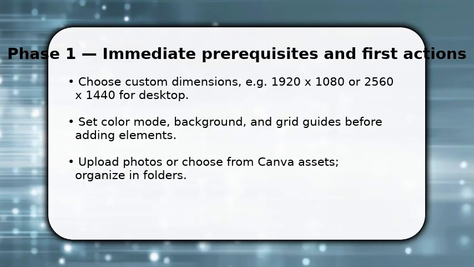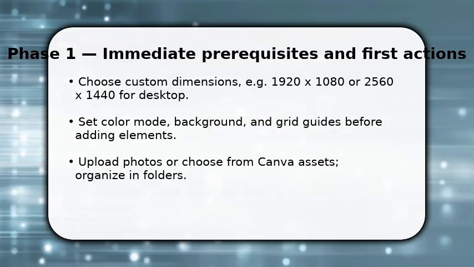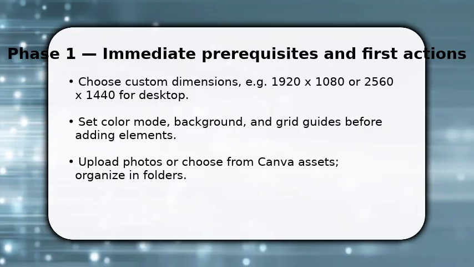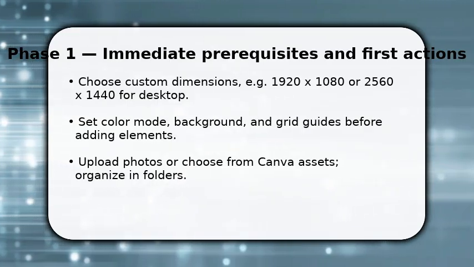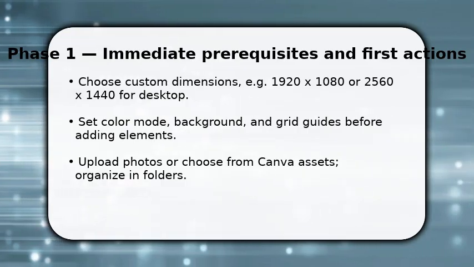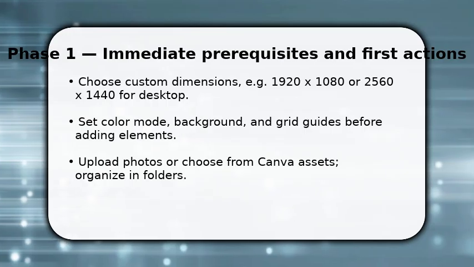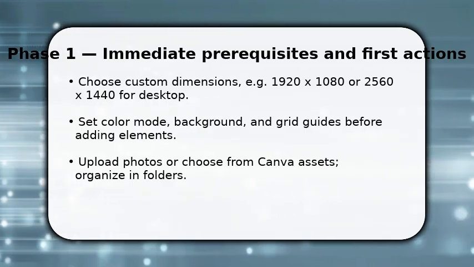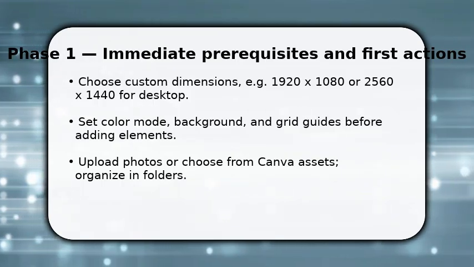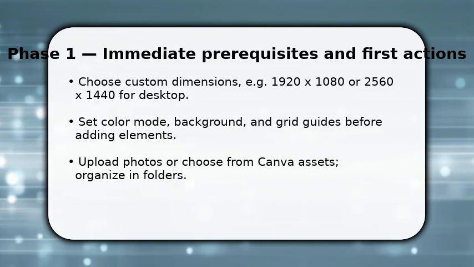You begin by creating a custom design with exact dimensions. 1920 by 1080 is a good default for desktop. Once done, set your background color or image and enable grid guides so elements align. Upload any photos now and organize them into folders. This speeds the process and prevents clutter. You do this first because alignment and source assets determine composition.